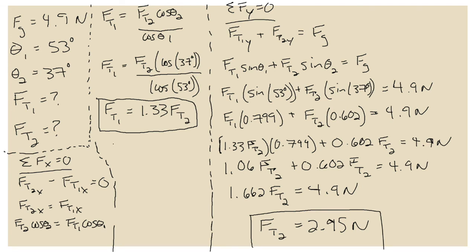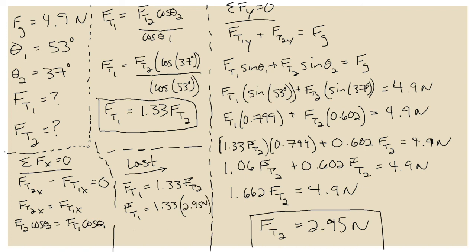Okay, and so now just moving on back to the first part. Last, and I'm only organizing this like this because it's hard to fit this all onto one slide here. We know that Ft1 is 1.33 times Ft2. And so that means Ft1 is 1.33 times 2.95 newtons. That means Ft1 is equal to 3.92 newtons. And that's it for part C. We have our two tensions, and we're in business.